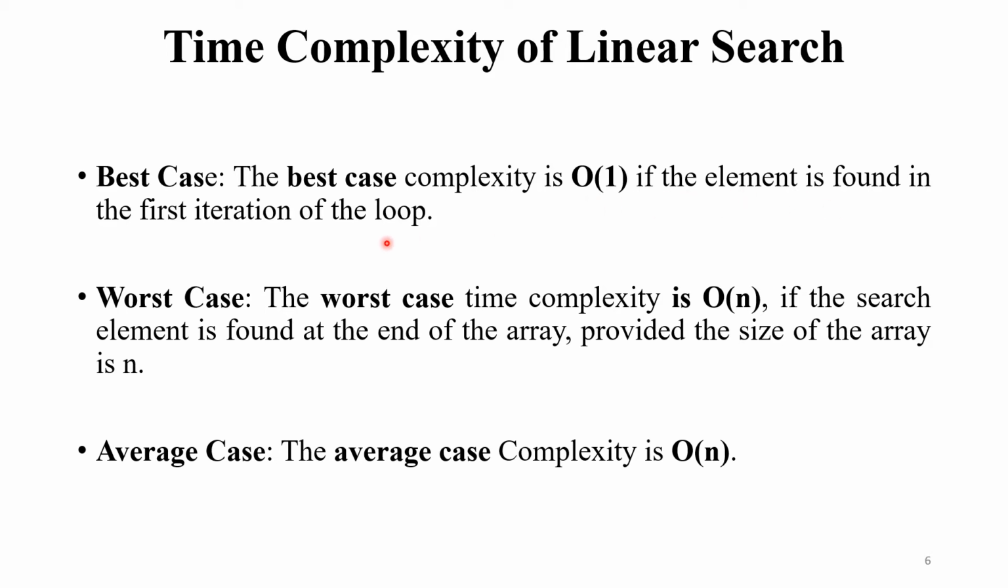If the element is found in the first iteration of the loop, meaning we search the element and find it at the first index, the complexity is big O 1. In the worst case, the time complexity is big O n, if the search element is found at the end of the array, provided the size of the array is n. So in the worst case, we find the element in the last position of the array. And the average case complexity is also big O n.